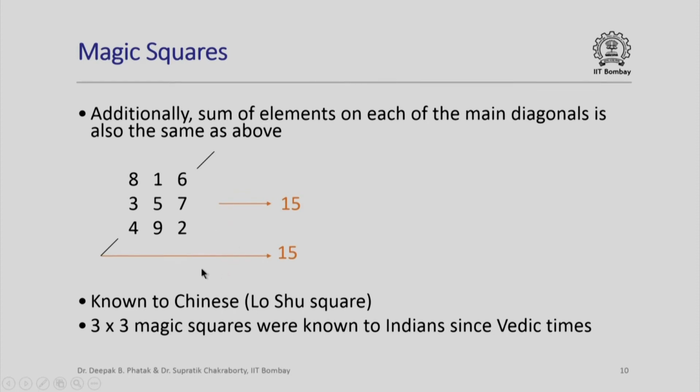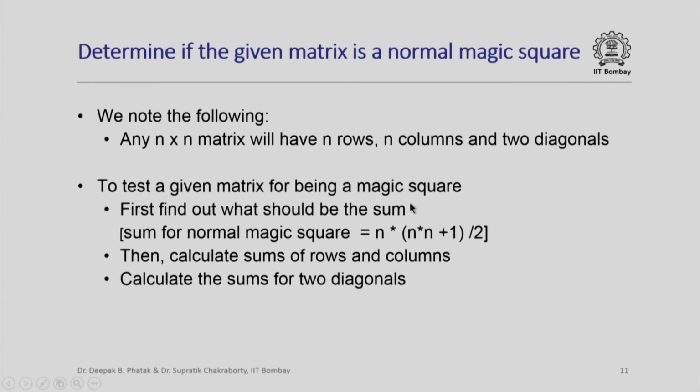These matrices were known to the Chinese, who call them Lo Shu square. A 3 by 3 magic square was well known to Indians since Vedic times. So, it is a very ancient observation of such matrices. Today we simply attempt to solve a problem.